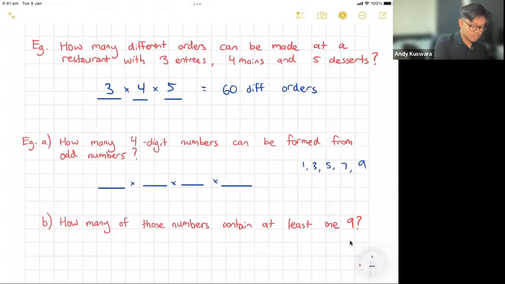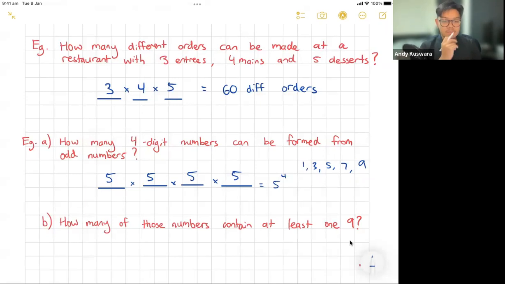So how many options will I have for the first? I have 5 options for the first, 5 options for the second, 5 options for the third, and 5 options for the fourth. And so it's just going to be 5 to the power of 4. Hopefully that's making sense because I have 5 options per place, and so I just multiply all the way through for however many I can choose.